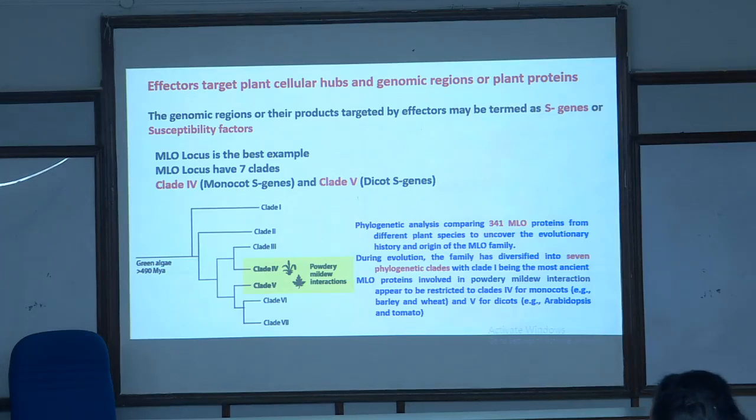During evolution, the family has diversified into 7 phylogenetic clades, with clades 4 and 5 so important for us because they are directly involved in assisting the powdery mildew pathogen to cause disease in very important, agriculturally important crops like wheat, and also so many diverse crops in dicots as well, right? And they help the powdery mildew pathogen to infect.